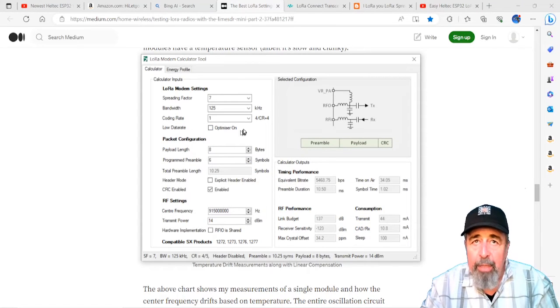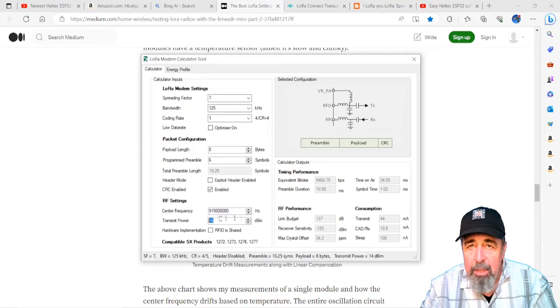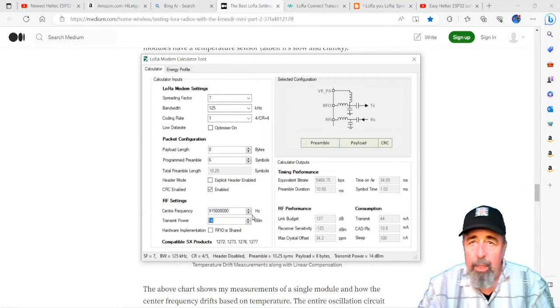So most example sketches I see have a spread factor of 7, bandwidth is 125, code rate is 1. We've set the frequency here to 915 and the transmit power, example sketches usually around 14. Now they said we could go to a maximum of 21. Here's link budget down here on the lower right. You also want to watch the bit rate and the time on air as we change these. First of all, I'm going to boost the power up to 17. 16, 17. That gets us a link budget of 140 decibels.